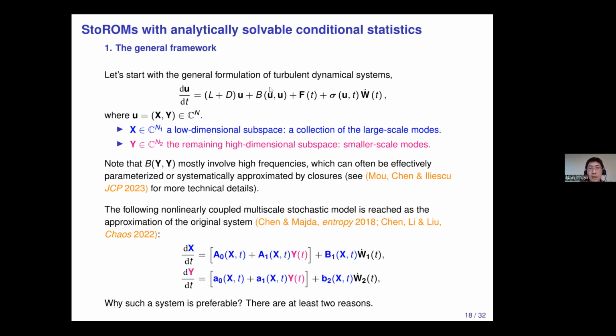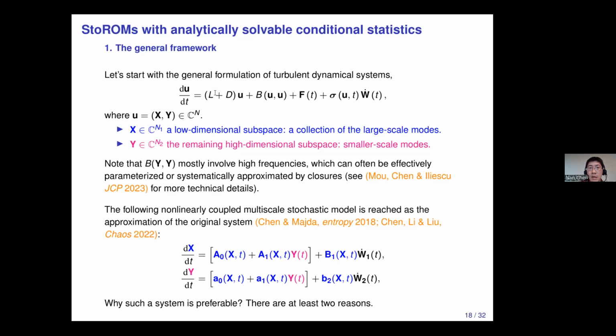Again, let's consider this general formula of turbulent systems. And again, we consider many equations in fluids or geophysics. So U is a state variable. It's a multidimensional state variable. This L and D are the damping term and the phase term.